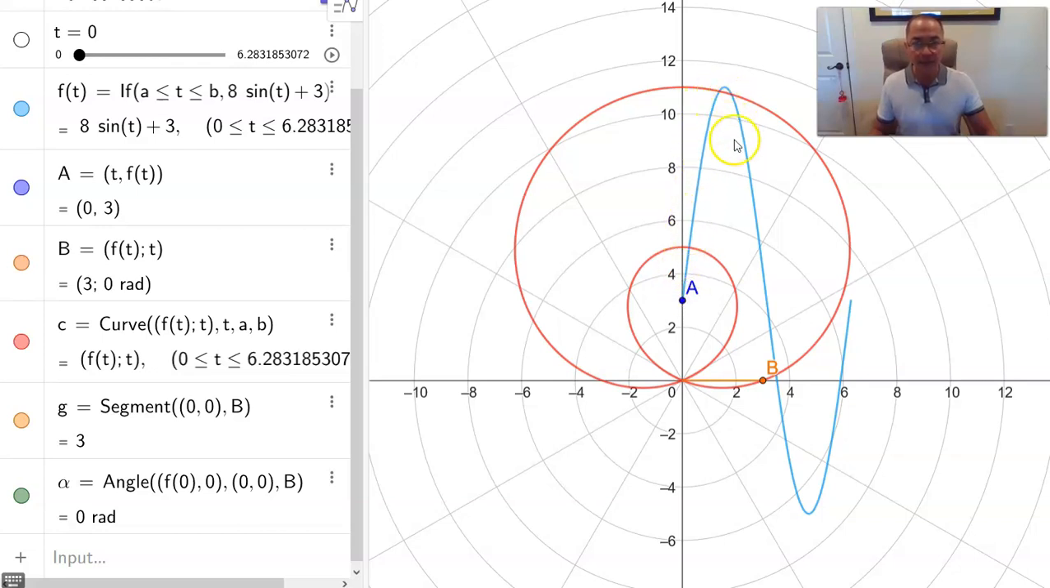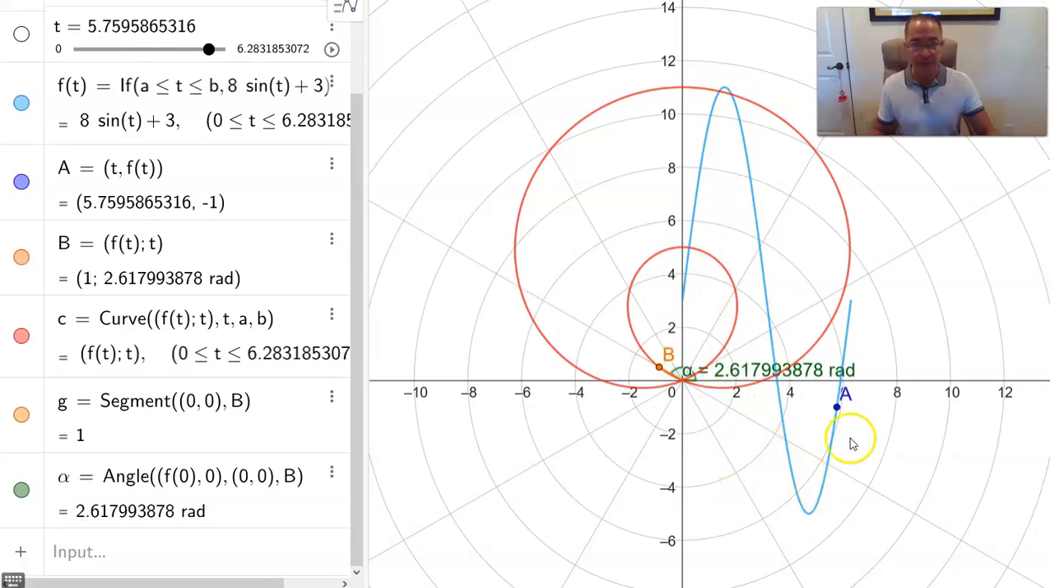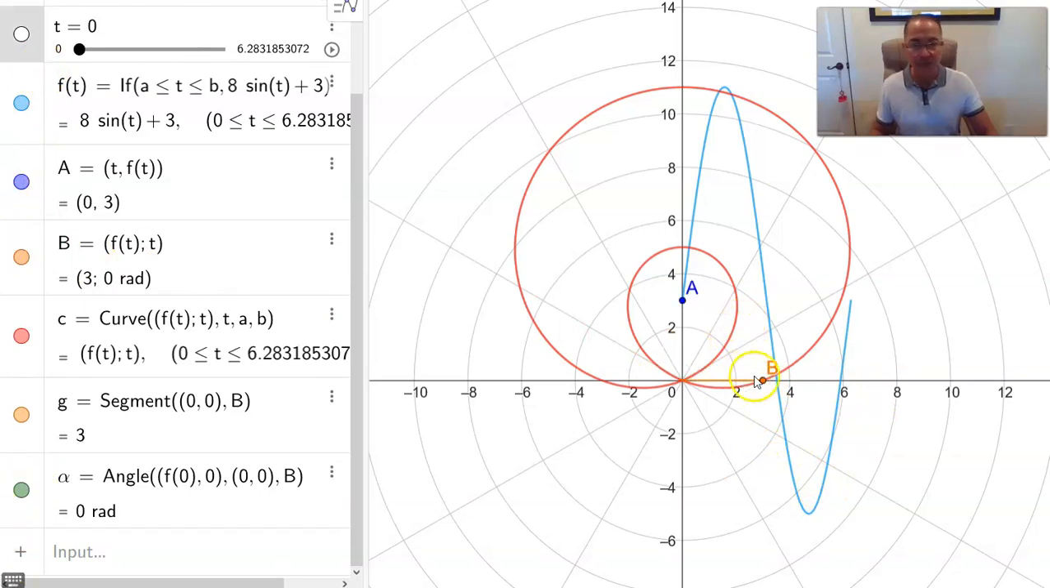So again, the blue curve is in Cartesian. Sine goes like this, from 0 to 2 pi. Sorry, I clicked on the slider. So because we're adding 3, the curve shifts up by 3. So this tells us that the starting R value is 3 when theta is 0.